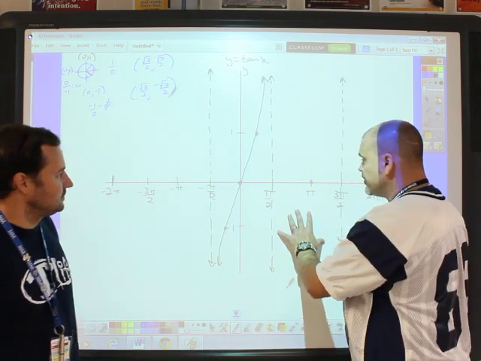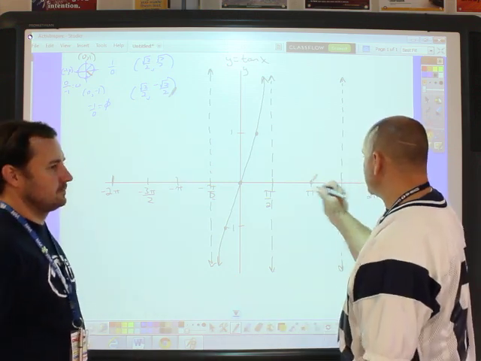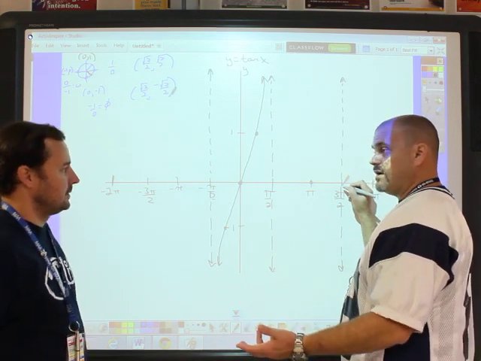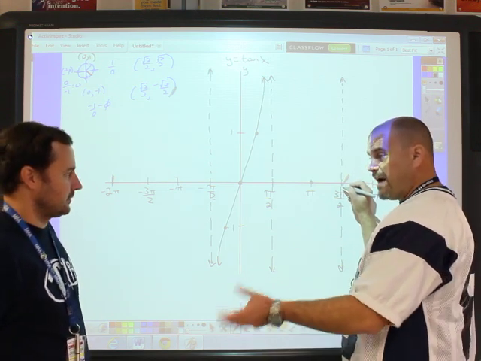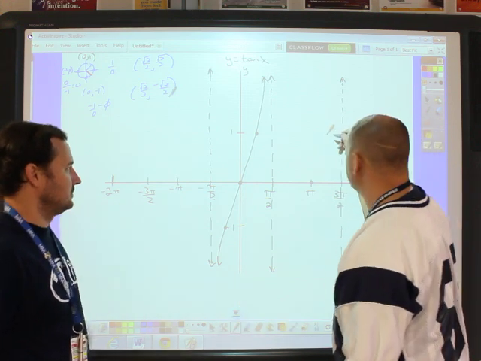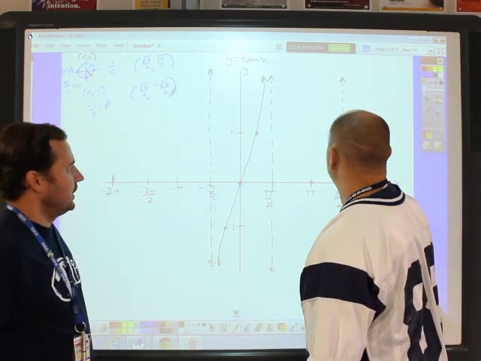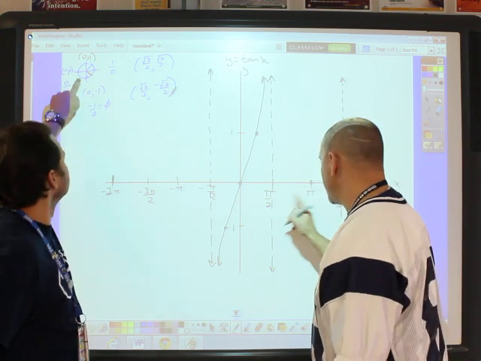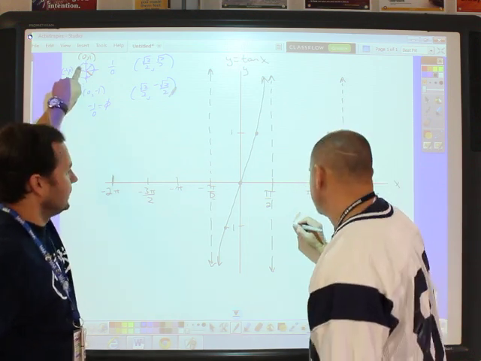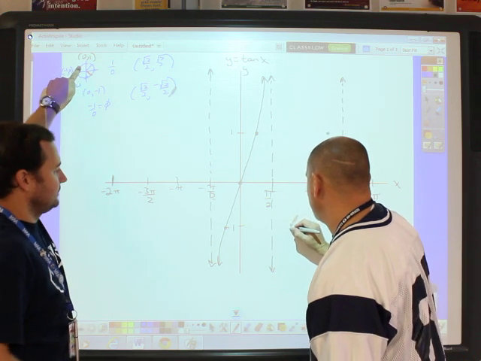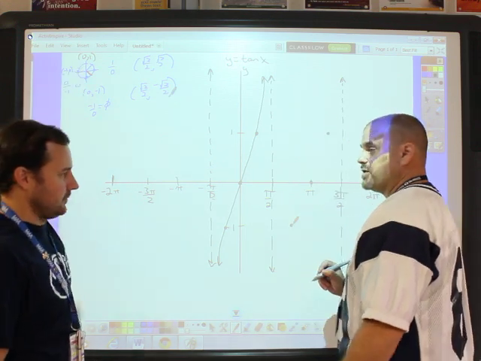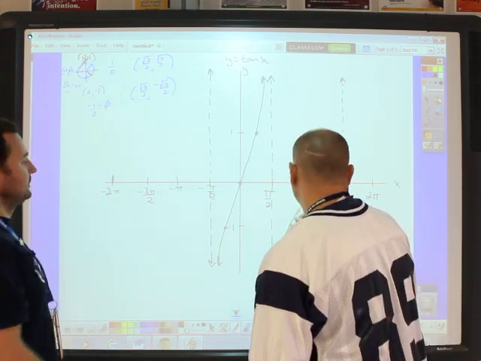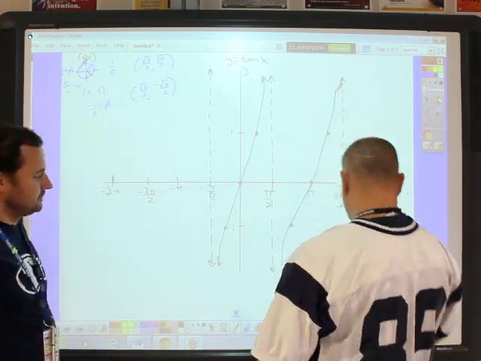Now if I wanted to draw another period, I could go halfway between pi and 3 pi over 2, and that would put me in the third quadrant, which would be 5 pi over 4, and we could do the same thing. We could put a point at 1, and then at 3 pi over 4, which is halfway between pi over 2 and pi, that would be a negative 1, because we're in the second quadrant, negative over positive.